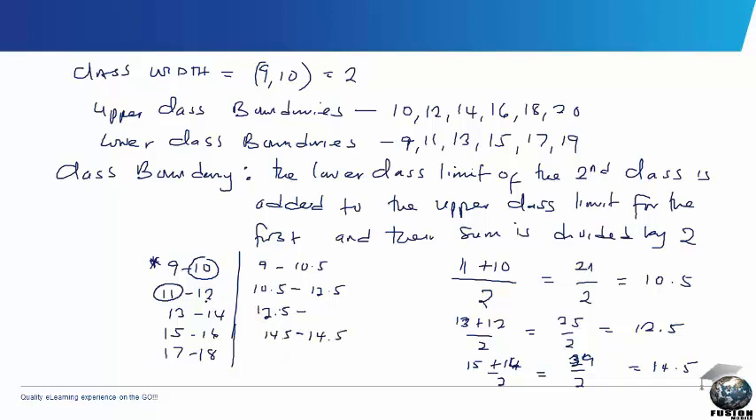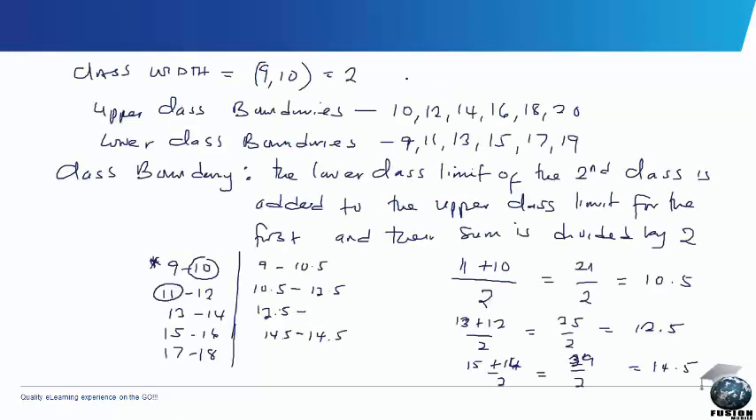Now we do 11 plus 14 divided by 2 to give 25 over 2, which gives us 12.5. If there's an omission here, 14 to 15 is omitted at this point. I think there's something wrong with this table, but I believe you've gotten the idea we're talking about.